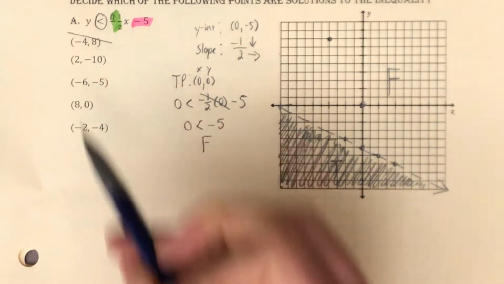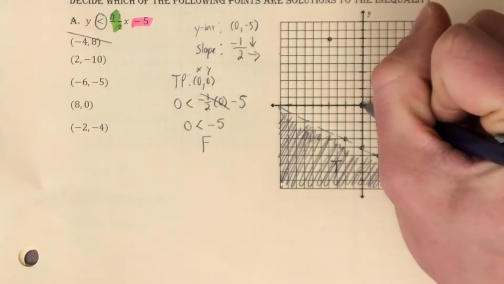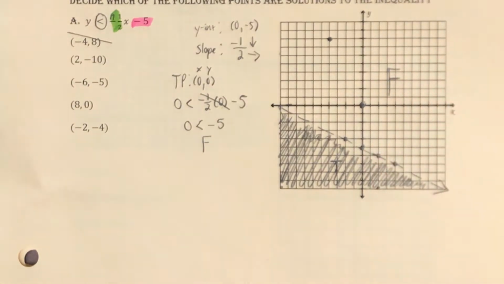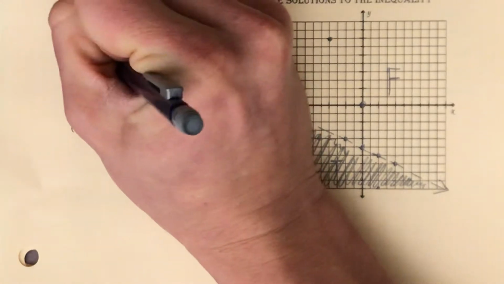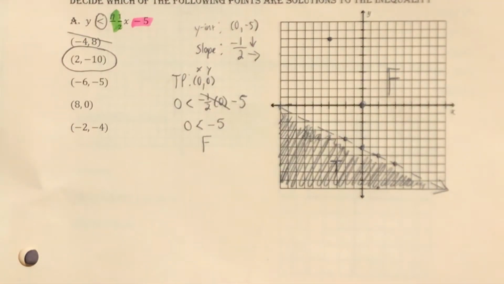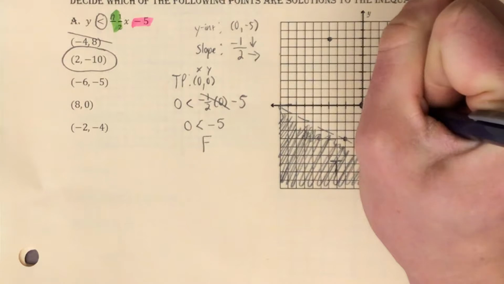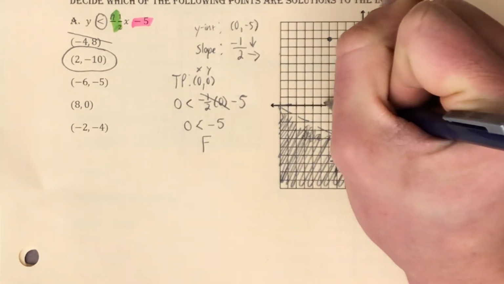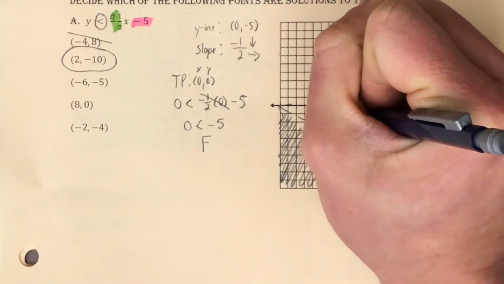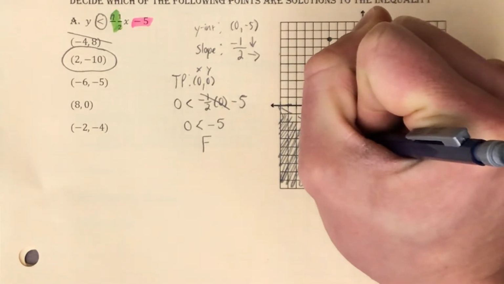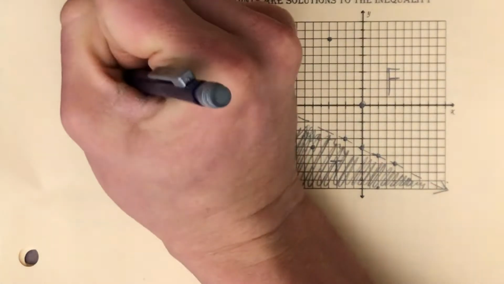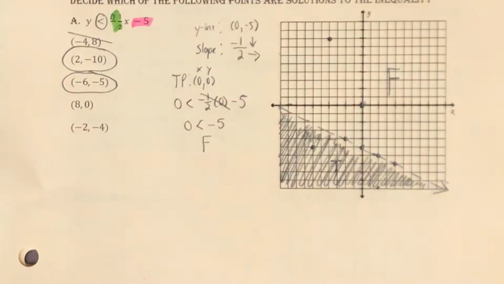The point 2, negative 10, that tells me from the origin, go right 1, 2, down 10. That falls in my shaded region down here, so that is a solution. The point negative 6, negative 5, so again, back to the origin, go left 6, 1, 2, 3, 4, 5, 6, and down 5, 1, 2, 3, 4, 5. So that is again in my shaded region, so that would be a solution.